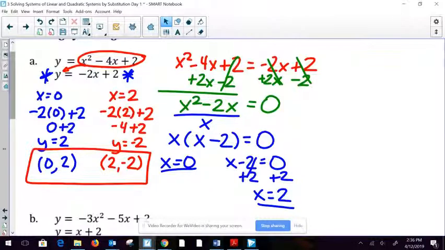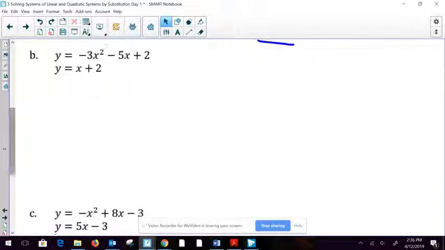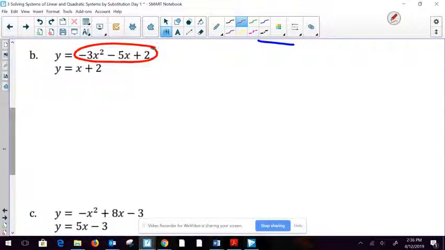Let's go ahead and look at another problem. So looking at letter B, we're going to set both equations equal to each other. So we're going to take this value for y and put it in for y here. So I have negative 3x squared minus 5x plus 2 is equal to x plus 2.